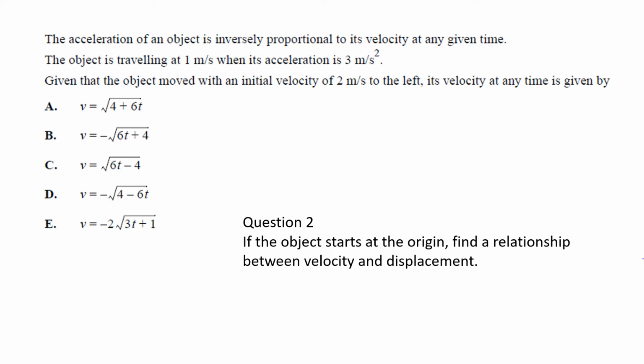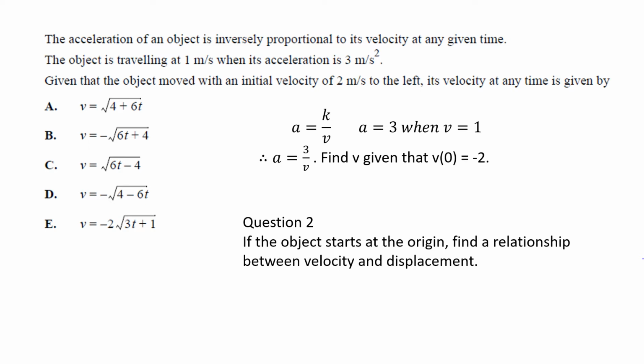Okay, so the first thing you would do is set up your expression relating acceleration and velocity being inversely proportional. There's your K, your constant of proportionality, and that second sentence there is all about giving you values that you can evaluate K with, the constant of proportionality. So obviously K is equal to 3, leading to the expression between acceleration and velocity. All right, what else do we know? We know that the initial velocity, in other words, the velocity when time is equal to 0, is equal to -2, 2 to the left.